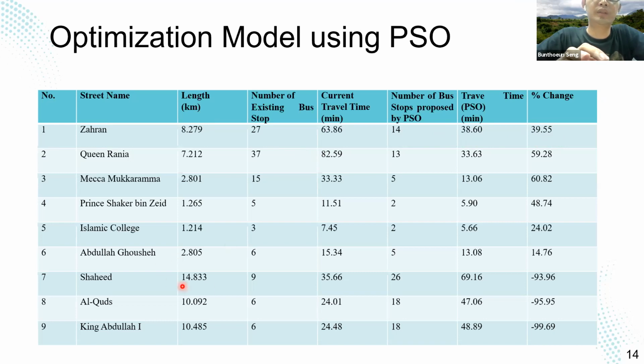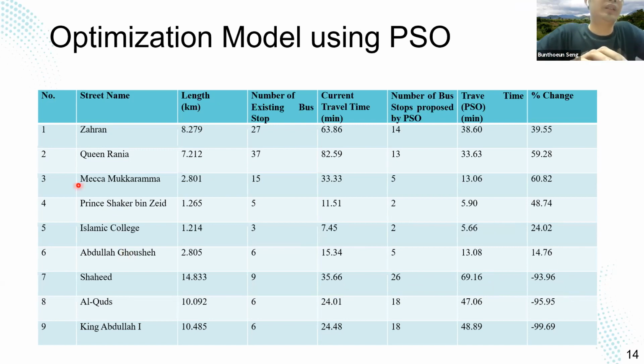Interestingly, we can observe street number 7 here, which has the longest length among all the 9 streets, but it only has 9 bus stops. This means it has a lack of service. It has a travel time of about 35 minutes. After the model, it suggests more bus stops, 26 in number, and the travel time also increased. As a result, the rate of change is about 93% slower than before.